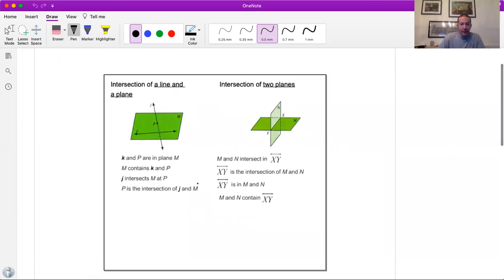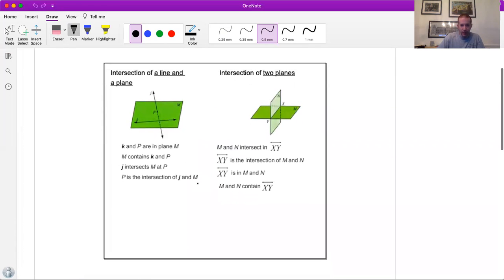So here's just some more pictures of it. Here you can see that this is line K. This line right here is labeled with a lowercase letter like we discussed earlier. And this is point P, and this is plane M. So we've got a line and a point, and they're both in this plane. So K and P are in plane M. You could say that plane M contains line K, and you could say that plane M contains point P. So contains means that they're in it.